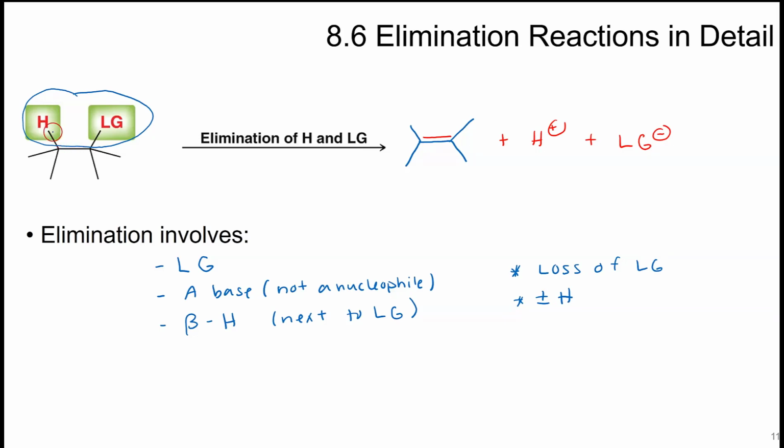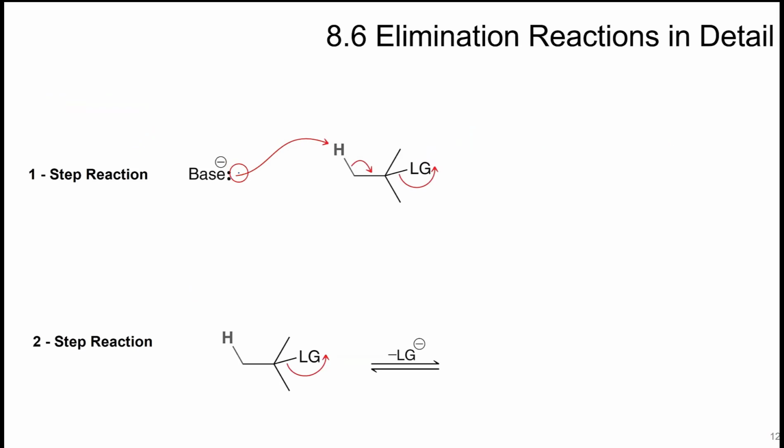And the beta hydrogen is a hydrogen on the carbon adjacent to the leaving group. In the one-step reaction, we have a base that goes fishing for that hydrogen. It takes the electrons here, so this is a proton transfer arrow. And then those electrons go to form the double bond while it kicks off the leaving group. So this is the loss of leaving group. So the carbons stay where they are, and we form a double bond plus the leaving group minus. And you can also draw here the base with the hydrogen.